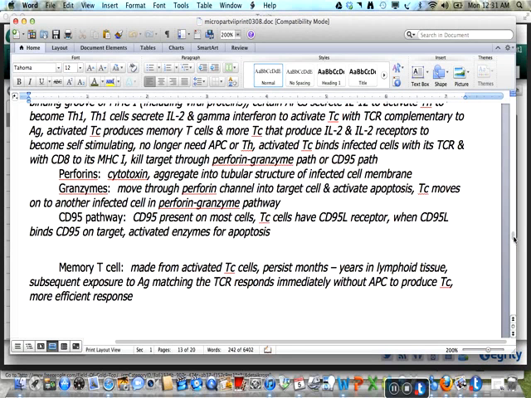Memory T cells are made from activated T cells. They can persist for months to years in the lymphoid tissue, and subsequent exposures to antigen matching the TCR respond immediately without an antigen-presenting cell to produce the TC. This response is more efficient. There is regulation initially to prevent responding to an autoantigen because co-stimulation is required from an APC.